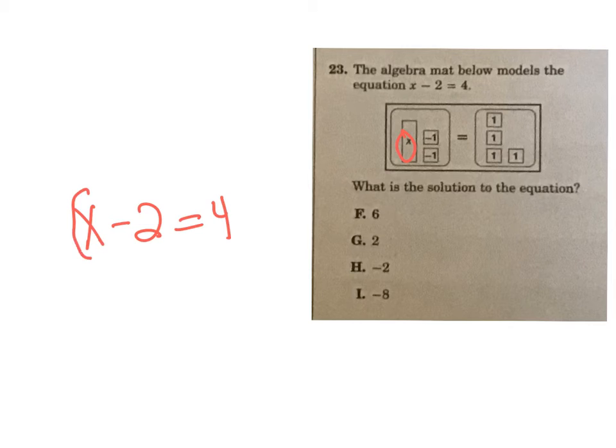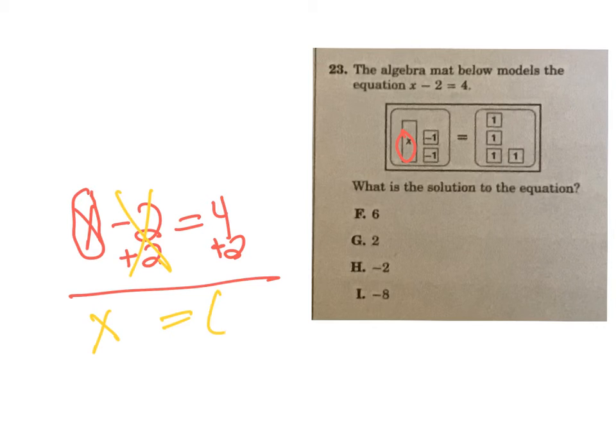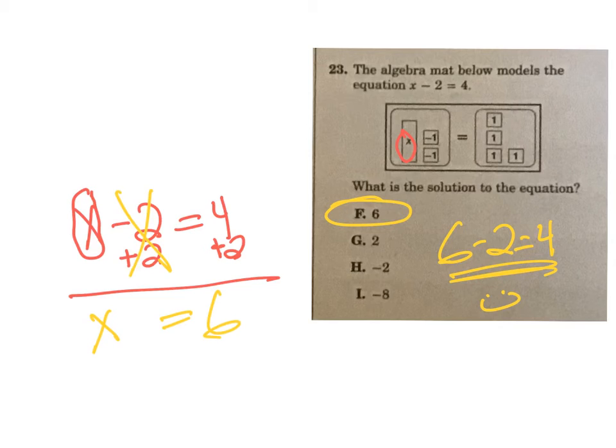I want to get x all by itself. I got to get rid of this minus 2, so I do the opposite to both sides. And when I do that, x, those get rid of each other, equals 4 plus 2 is 6. So the answer is 6. So let's put that in just to check it. 6 minus 2 equals 4, and that is correct, and we are good to go.